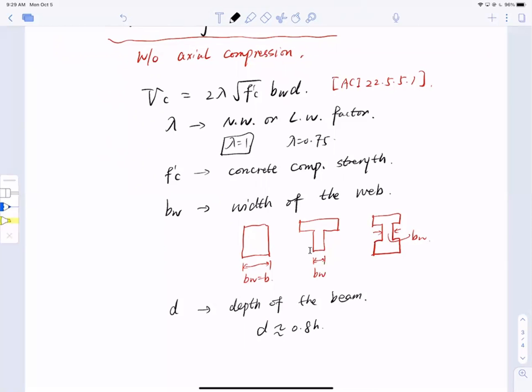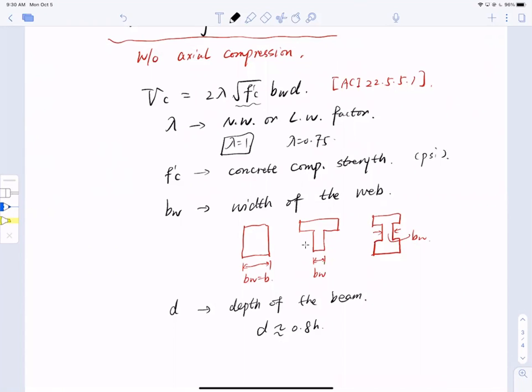Does f'c have to be in psi for this as well? Yes, the square root of f'c always has to be in psi. Whenever you see a square root of f'c, it is always in psi. Let me just note that here. Got it? All right, good deal.